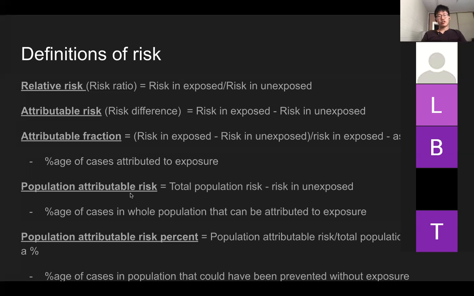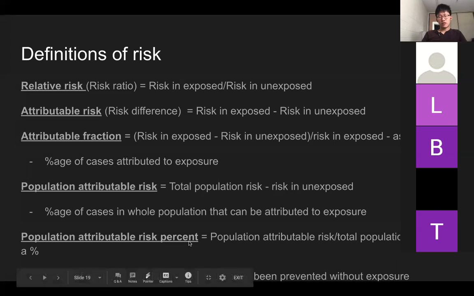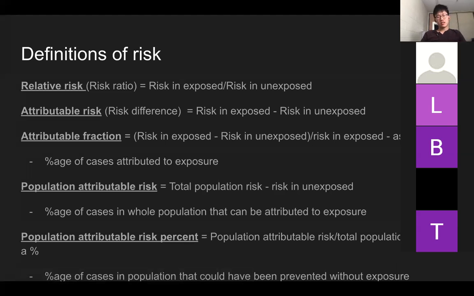Here you've got your population attributable risk, which is your total population risk subtracted from your risk in unexposed. So the percentage of cases in the whole population that can be attributed to your exposure. And sorry, that's come up. Your population attributable risk percent is your population attributable risk, so total population minus risk in unexposed, divided by your total population risk. And this is also measured as a percentage. So this is the percentage of cases in the population that could have been prevented without exposure.